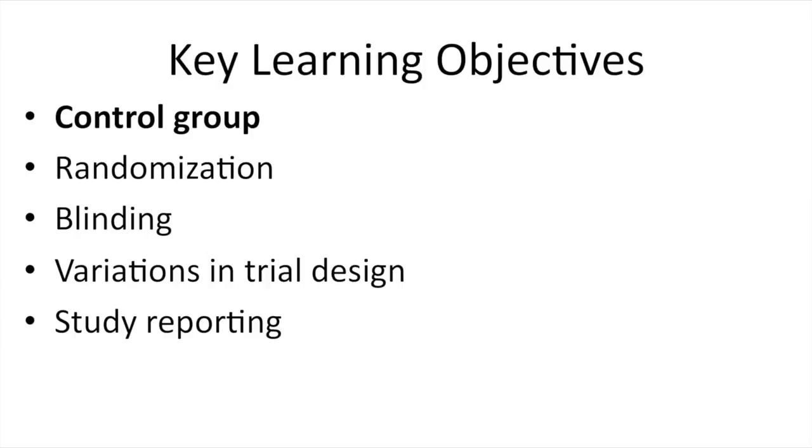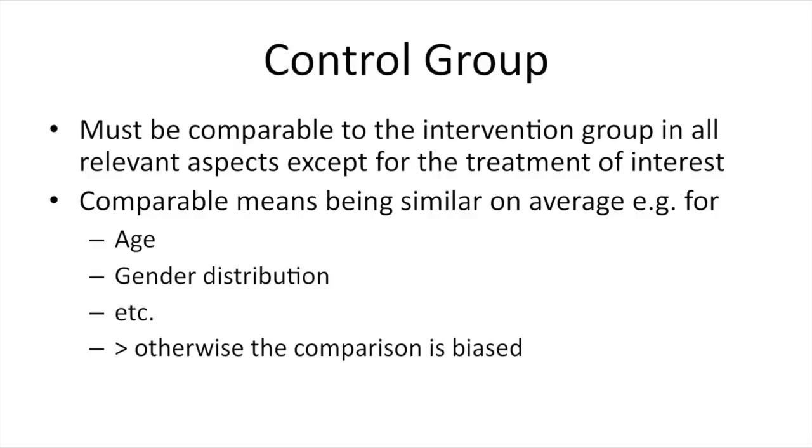These are the learning objectives. We'll talk about the control group, about randomization, about blinding, about variations in trial design, and about study reporting. The control group must be comparable to the intervention group in all relevant aspects except for the treatment of interest. Comparable means, for example, being similar on average for age, gender distribution, etc. Otherwise, the comparison is biased and not reliable.